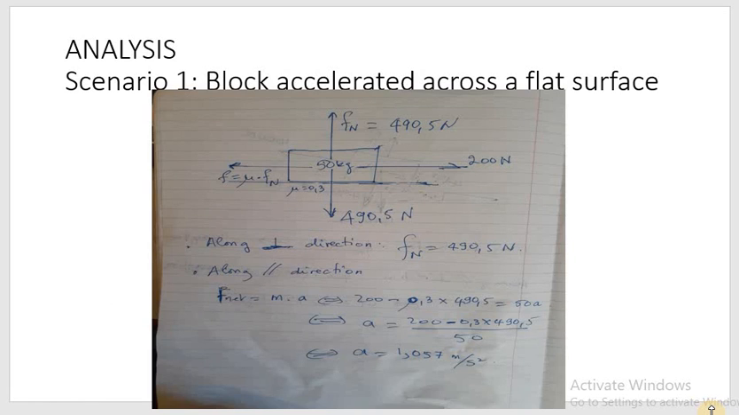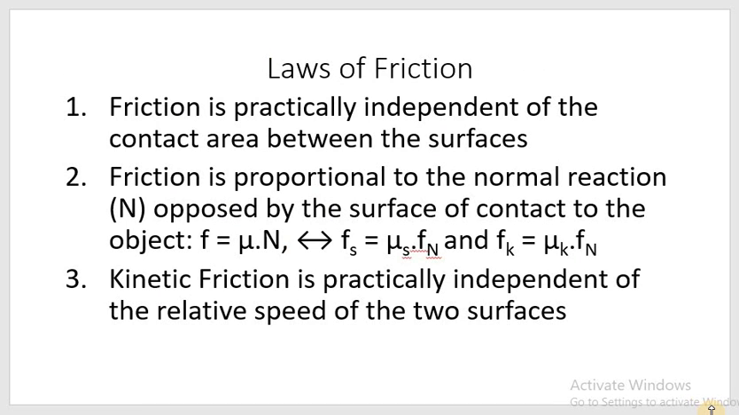The second law of friction states that friction is proportional to the normal reaction of the surface of contact, with normal pressure. This is what we just saw in the diagram there. So F friction is equal to mu friction multiplied by the normal reaction, the normal force.